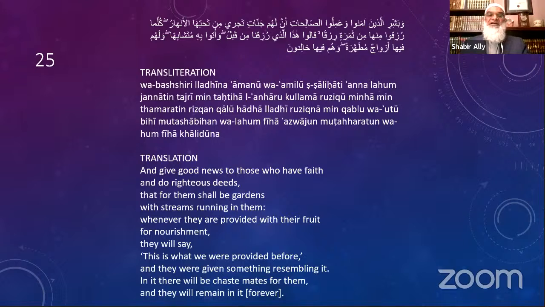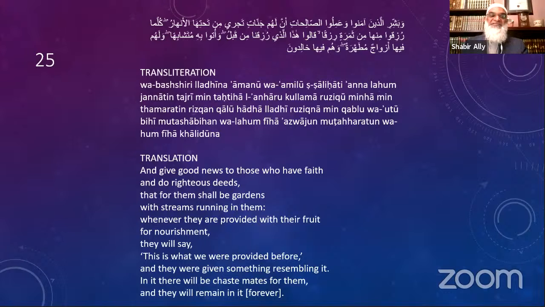وَبَشِّرِ الَّذِينَ آمَنُوا وَعَمِلُوا الصَّالِحَاتِ أَنَّ لَهُمْ جَنَّاتٍ تَجْرِي مِنْ تَحْتِهَا الْأَنْهَارُ كُلَّمَا رُزِقُوا مِنْهَا مِنْ ثَمَرَةٍ رِزْقًا قالوا هذا الذي رزقنا من قبل وأتوا به متشابها.